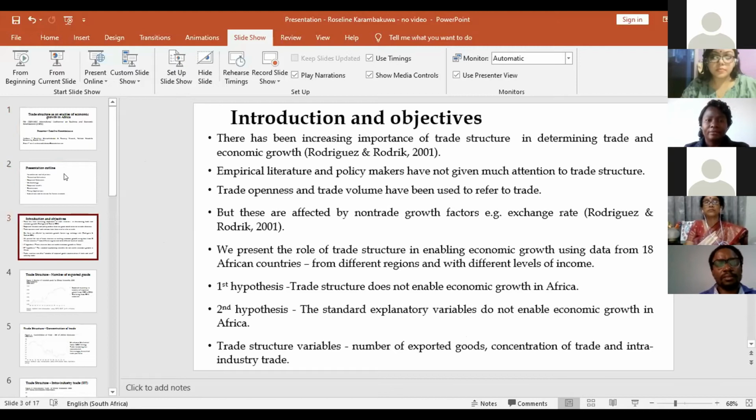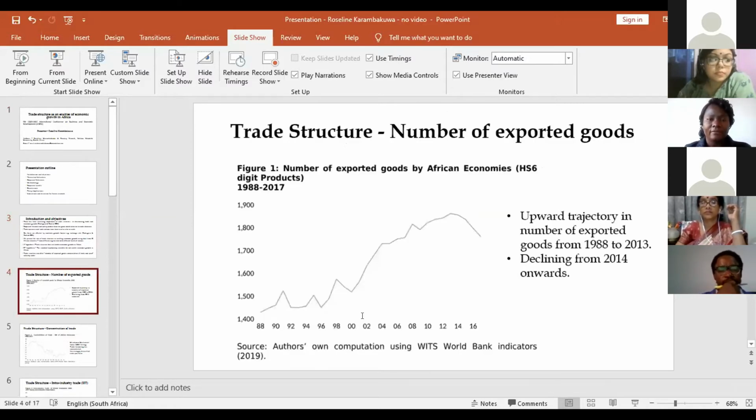So I was saying, we therefore present the role of trade structure in enabling economic growth using data from 18 African countries. And these countries are from different regions with different levels of income. The first hypothesis is that trade structure does not enable growth in Africa. The second hypothesis, the standard explanatory variables do not enable economic growth in Africa. And the trade structure variables that we are looking at are the number of exported goods, concentration of trade, and intra-industry trade.